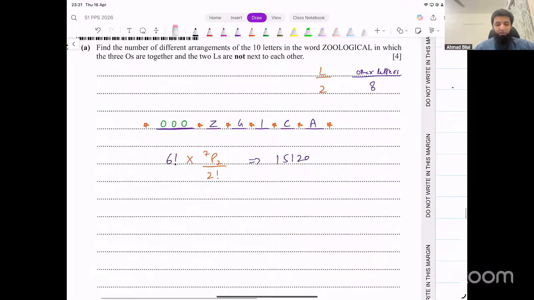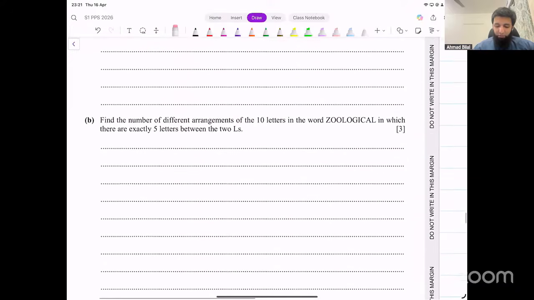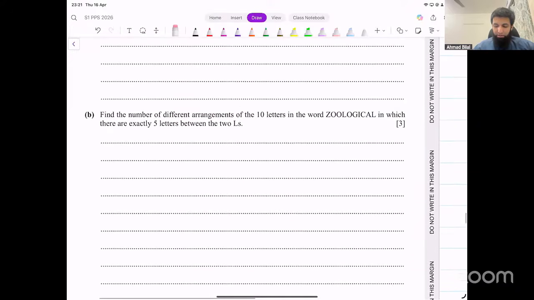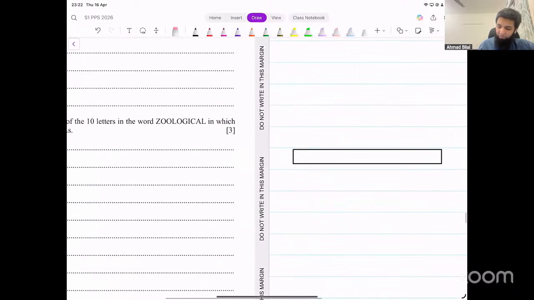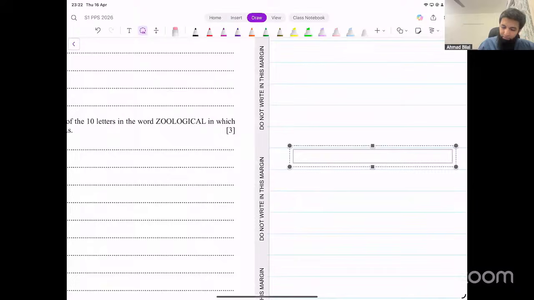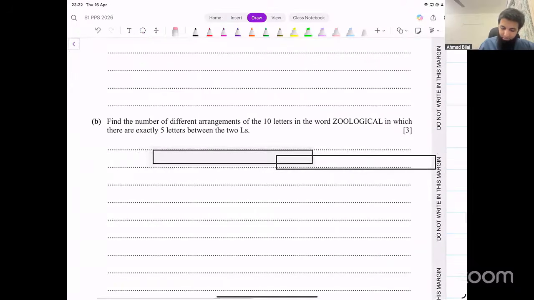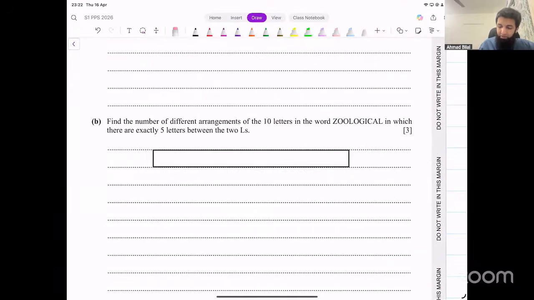All right, let's move on. That was part A. Find the number of different arrangements of the 10 letters in this word in which there are exactly 5 letters between the two L's. Again, that's a standard question as well. We see this repeatedly in recent papers.